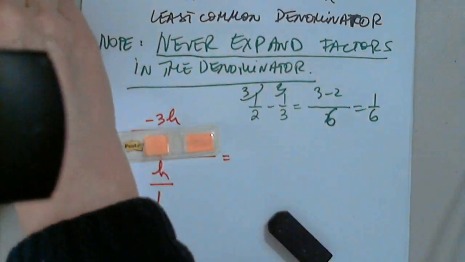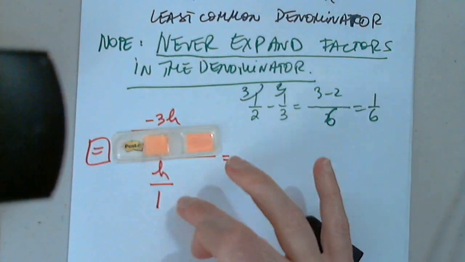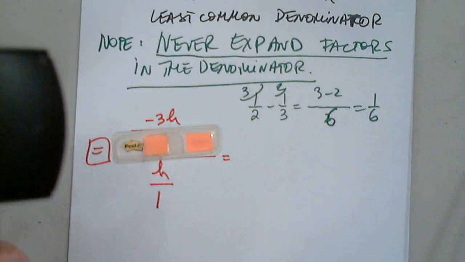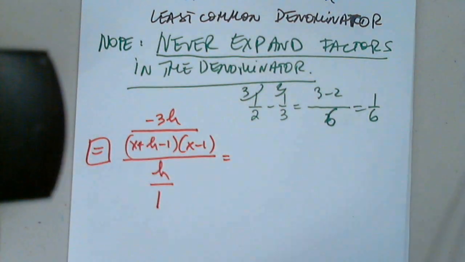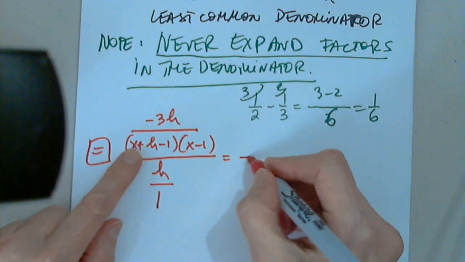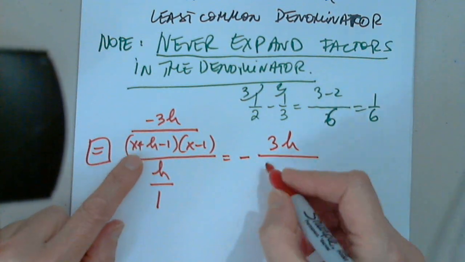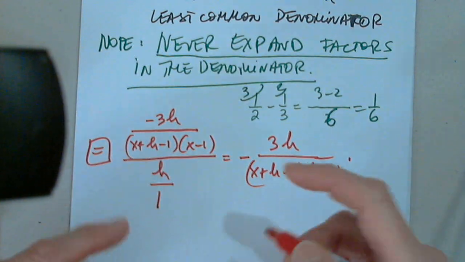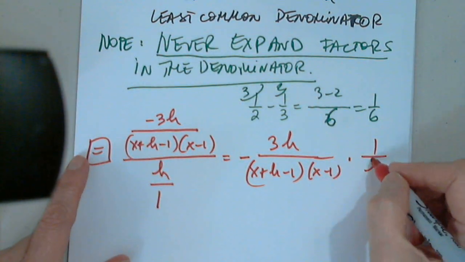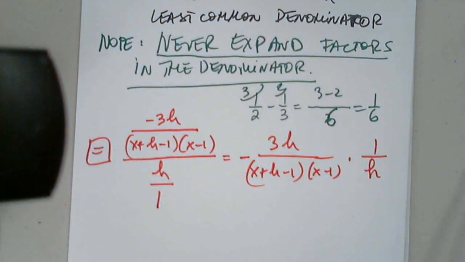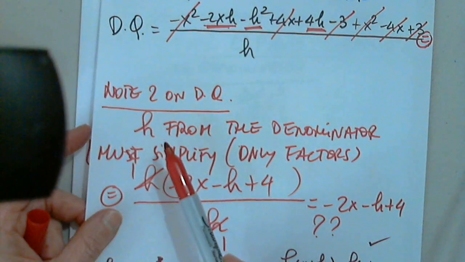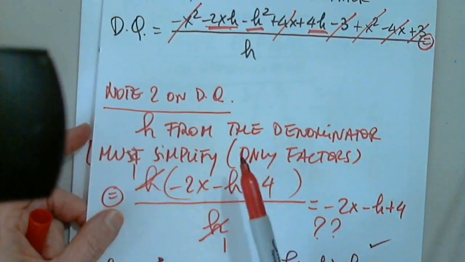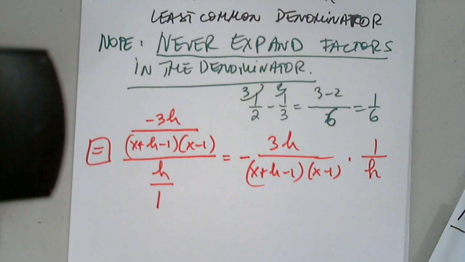So, what do I do? How do I divide two fractions? Multiply by the multiplicative inverse of the denominator. So I have negative 3h over x plus h minus 1 and x minus 1, multiplied by 1 over h. Note 2 is coming up. H from the denominator must simplify. If it doesn't, then I'm in big trouble.